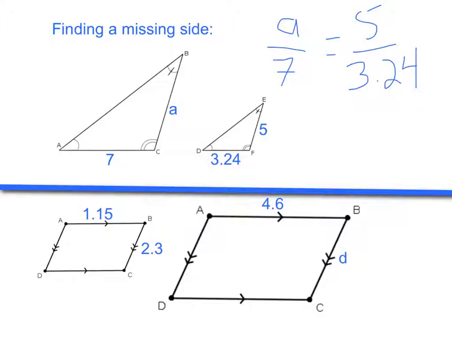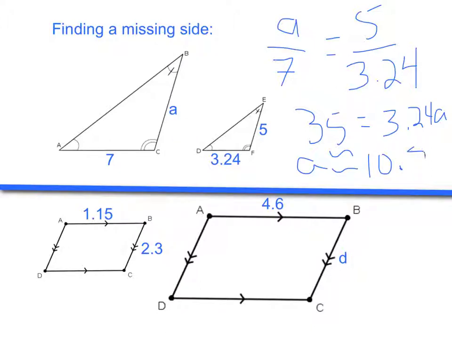Now we cross multiply and we get 35 equals 3.24a. To solve for a, we just need to divide 35 by 3.24, and we get a is approximately 10.8. Please take a moment to pause this video, record the example, and try the second one on your own.